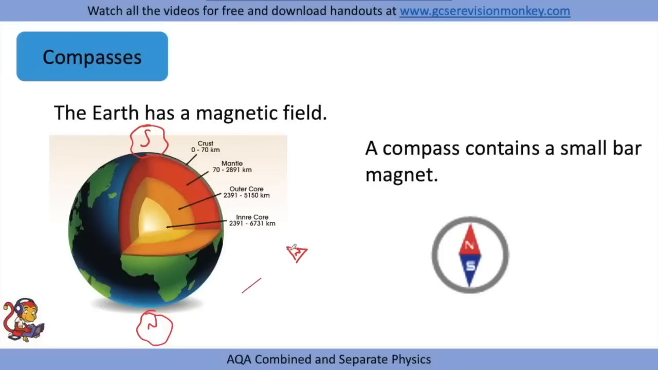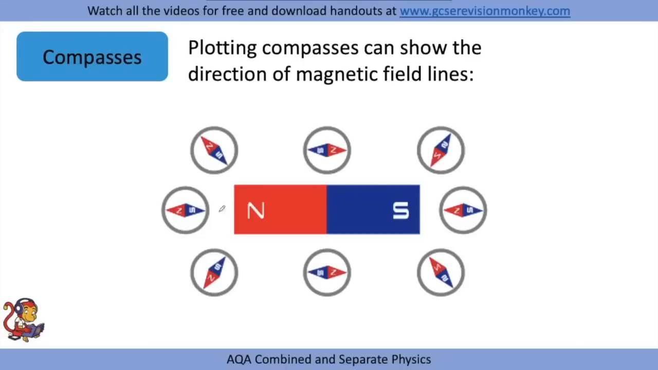But the actual small bar magnet inside here is pointing towards magnetic south, because if you remember, in magnets, north is attracted to south. So the Earth's invisible magnetic field has a magnetic south at our North Pole. So if we put the plotting compasses around, you can see at this North Pole here, you've got the north part of the magnet being repelled and facing away, so that's going in this direction, out from the north. And at the South Pole, the north is attracted to the south, so that's going in towards the south.